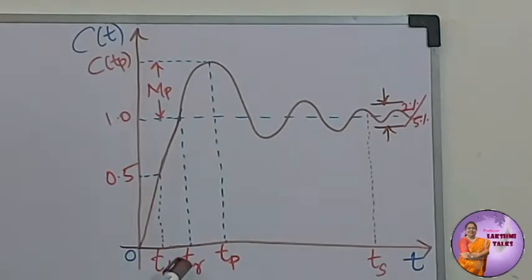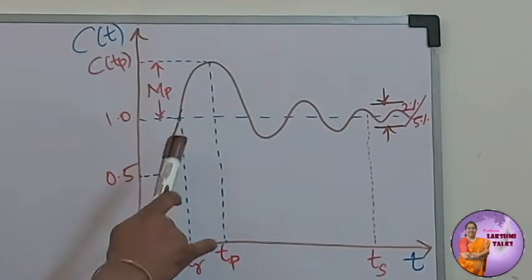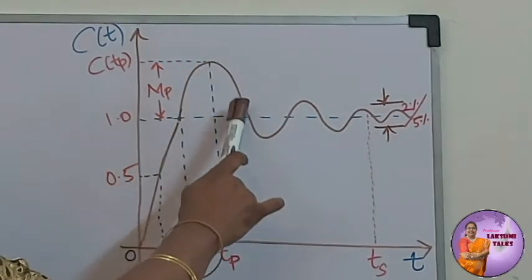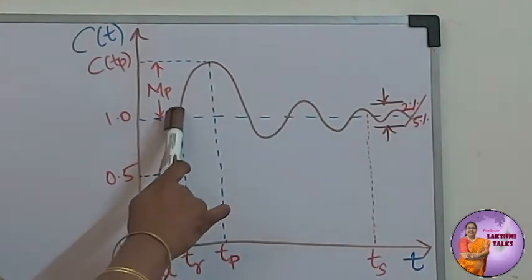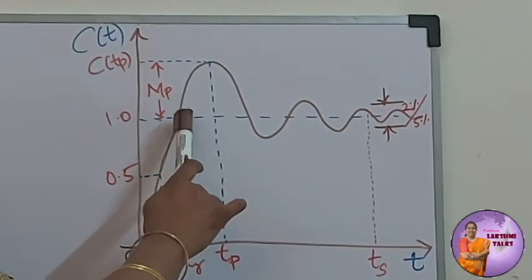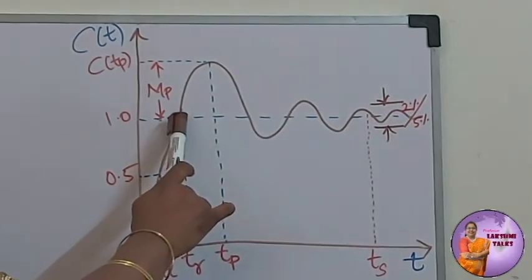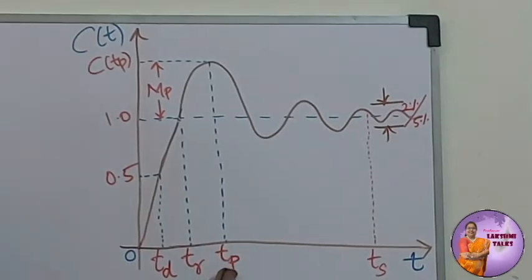What is rise time? Rise time is the time taken to reach 100% of the final value for the first time, because this is an oscillatory response, right? See, here also you get a 1 and after oscillation here also this magnitude 1 is reached. So it is defined as only this time when the magnitude 1 is reached for the first time, and it is called the rise time. So it is defined as the time taken to reach 100% of the final value for the first time. That is rise time. What about TP, peak time?